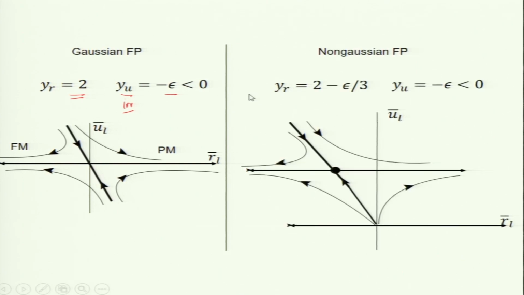So, for the Gaussian fixed point, let us look at the parameters y_r and y_u. R is the r0 direction, y_r is 2 and y_u is minus epsilon. So, these are irrelevant, but y_r is relevant. For the non-Gaussian fixed point, a similar story: this is relevant, but this is not relevant. So, we had the RG operation, we saw how the parameters change under RG, and now we have certain properties near the fixed point.